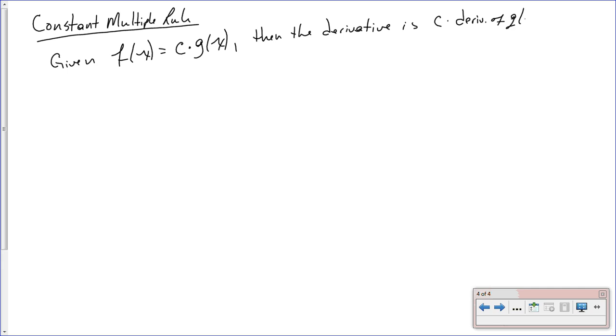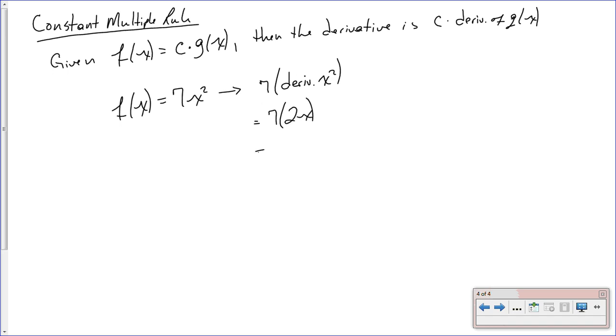of g of x. All right, so for example, if we have f of x equals 7x squared, the derivative will be 7 times the derivative of x squared. So that's going to equal 7 times the derivative of x squared, which is 2x. So that's going to equal 14x. All right, so the derivative of 7x squared is 14x.